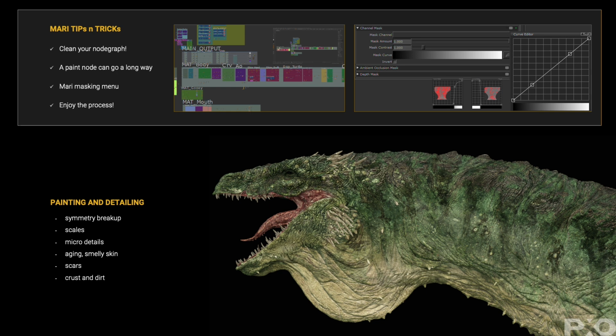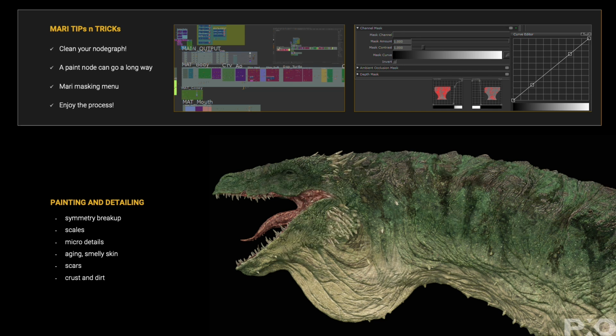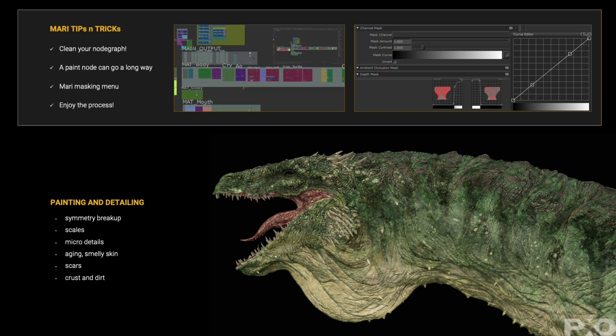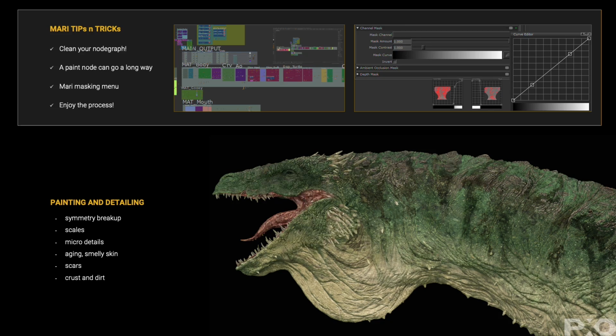And also in here, guess what? You need to be organized, clean your node graph, because the moment that you reach this stage, what you see up there is the node graph for just this part, and that part was already organized. It was quite easy to work with that, and Mari was handling it quite well.